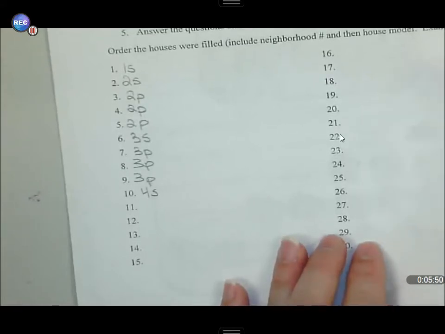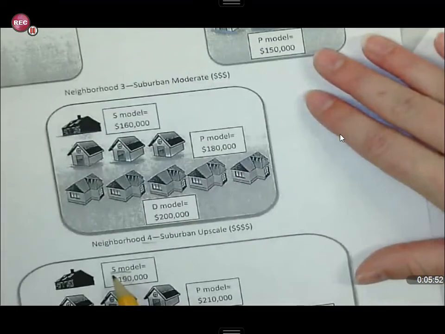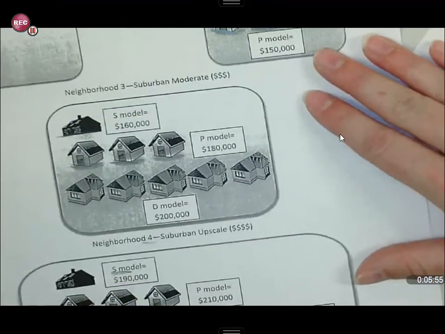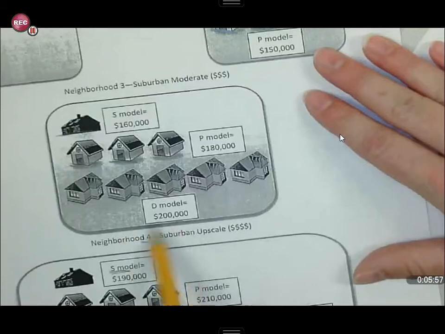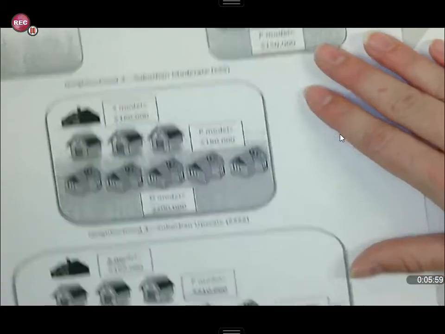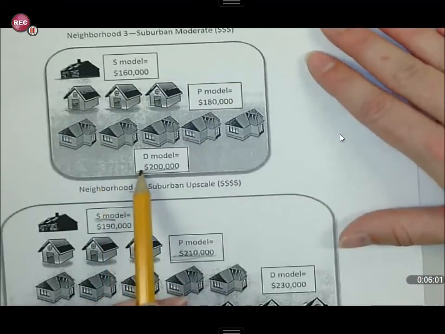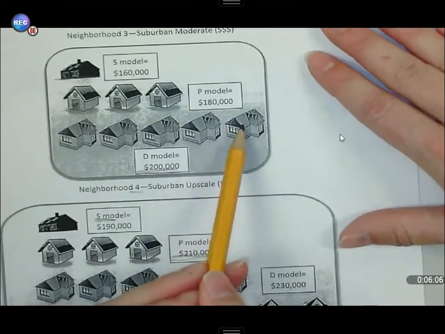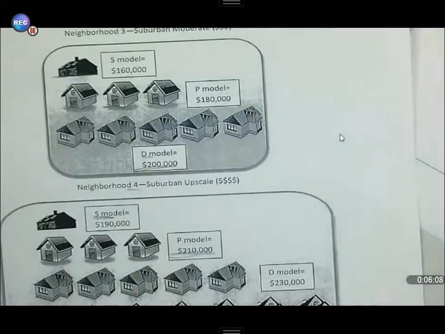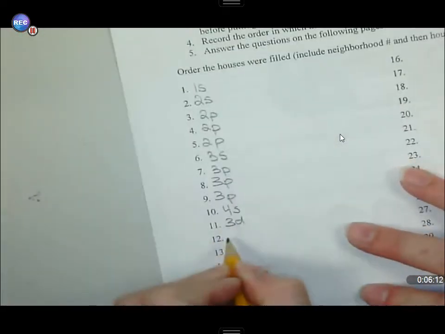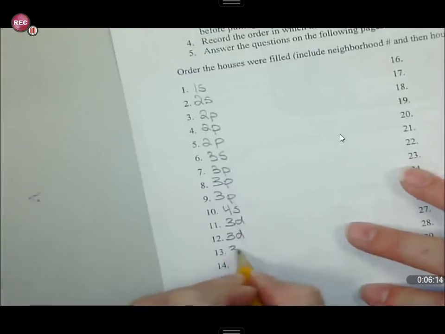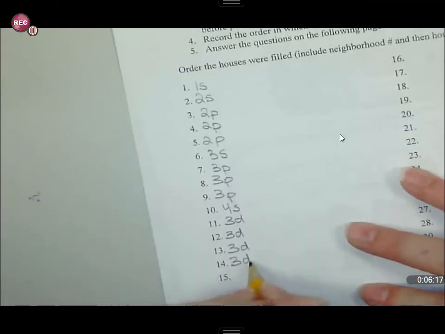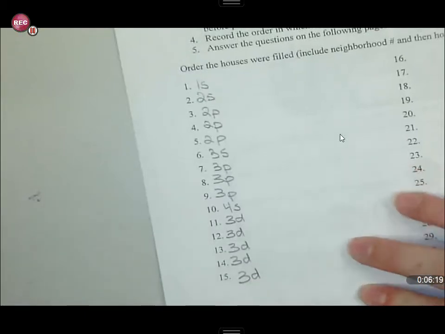Okay. Now, after we do the 4S, well, we filled this one. There's only one. So now we have to go back, and this is 200,000. This is 210,000. We're going to move to the 200. Remember, we're doing it by price. So there are 1, 2, 3, 4, 5 D models, right? So we're going to have 5 3Ds. 1, 2, 3, 4, and 5. So those account for the 5 3D models.